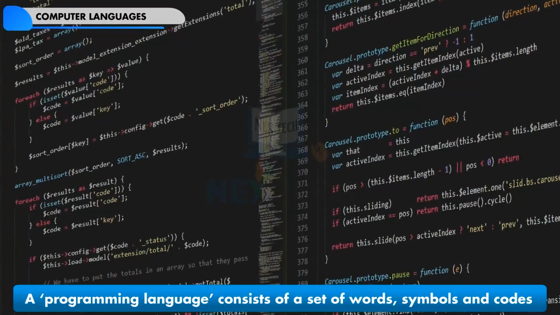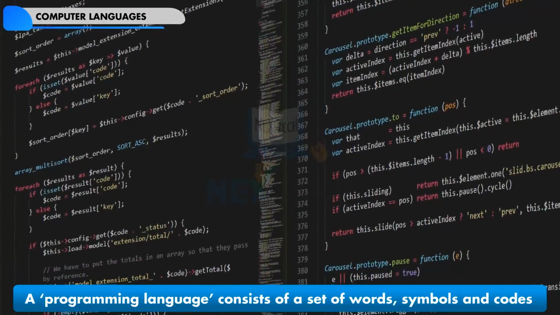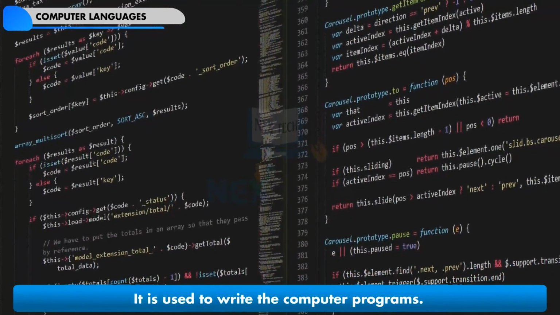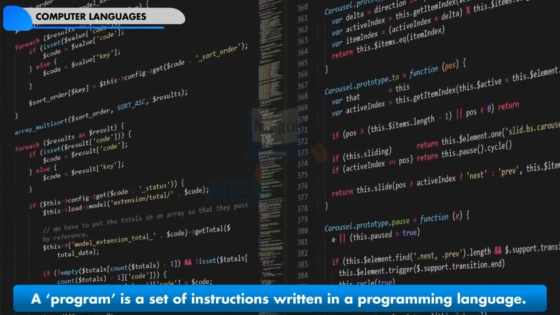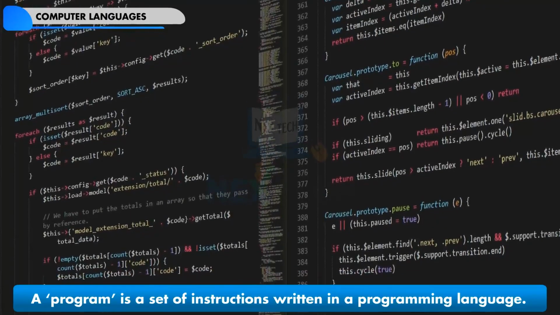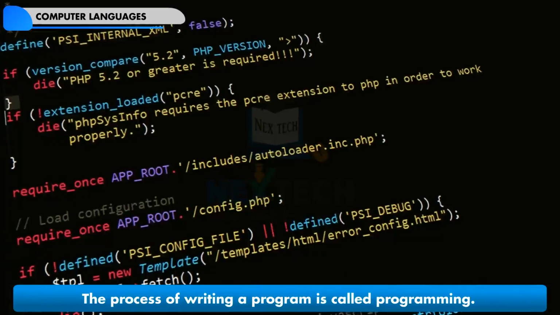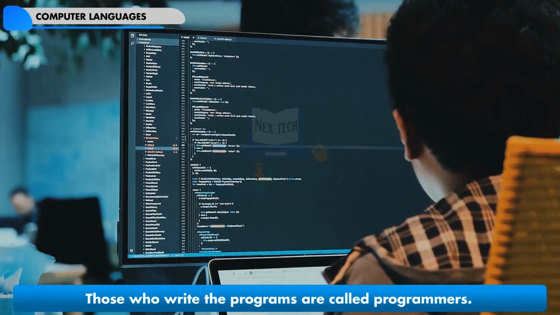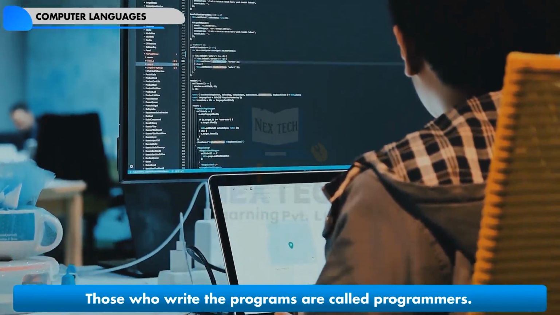A programming language consists of a set of words, symbols, and codes that a computer can understand. It is used to write the computer programs. A program is a set of instructions written in a programming language. The process of writing a program is called programming. Those who write the programs are called programmers.